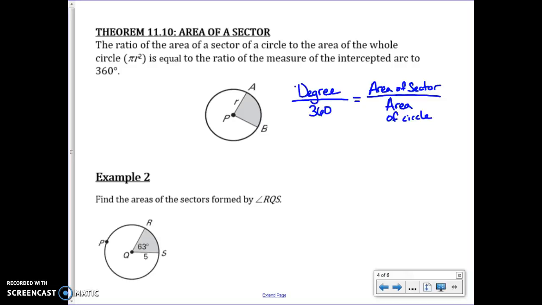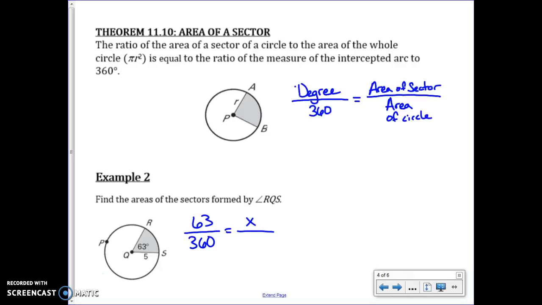Just like before, the top part of those ratios is the part of the circle, and the bottom is the whole circle. Left is talking degrees, right is talking area this time. So we can set this up in example 2. We have the degree measure of 63 over our total degrees of 360. That's equal to the area of the sector. We don't know that, that's what we want to find. We can call it X, we can call it the area of the sector, whatever we want, over the total area of the circle.